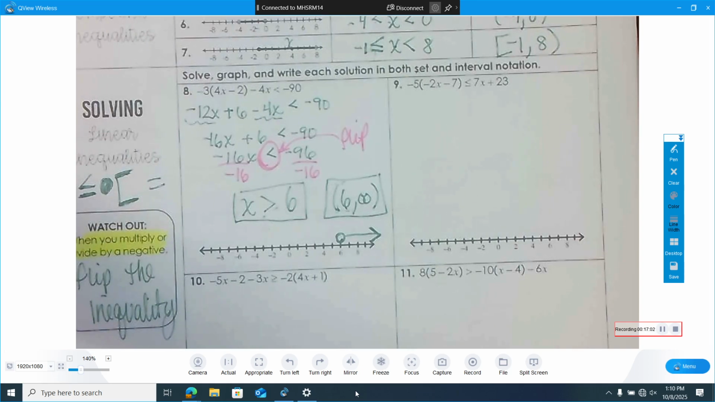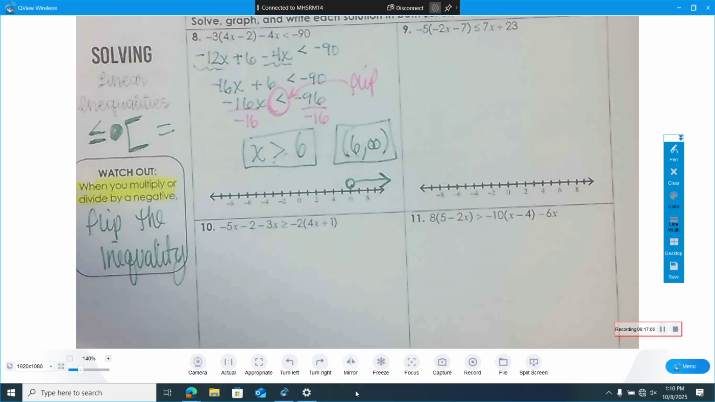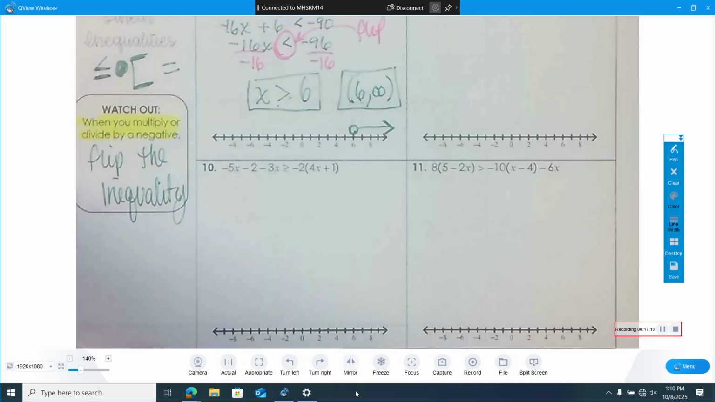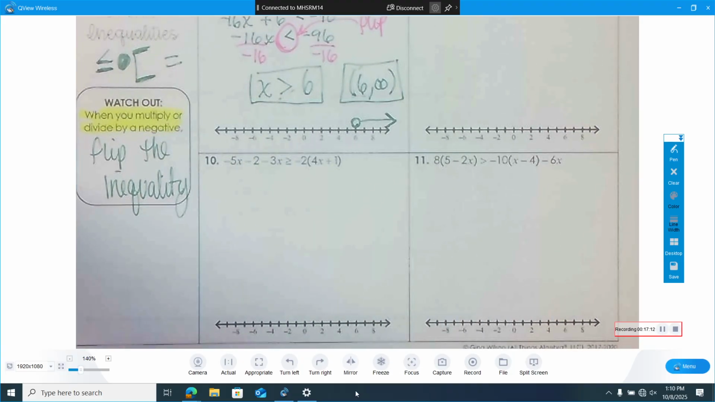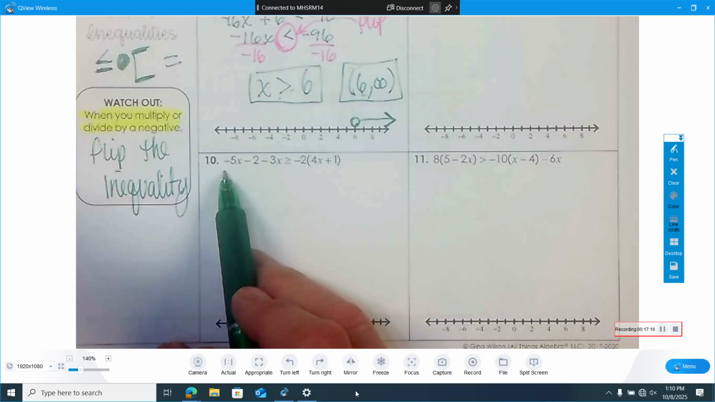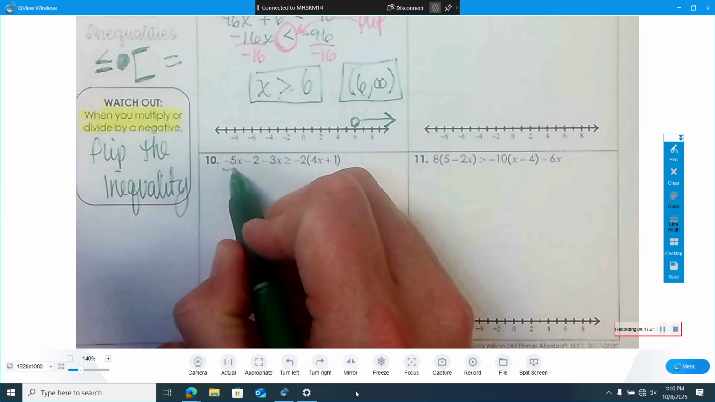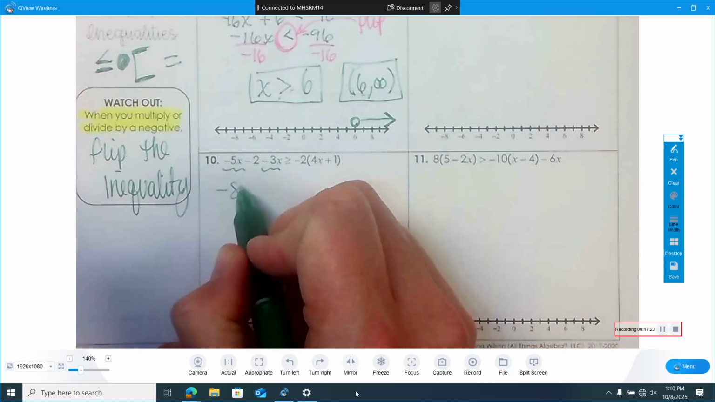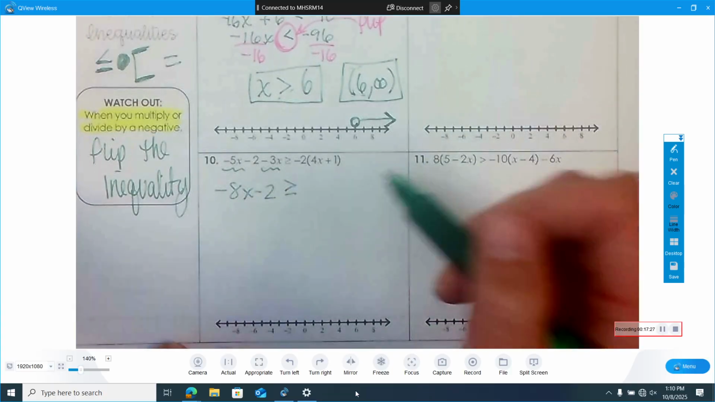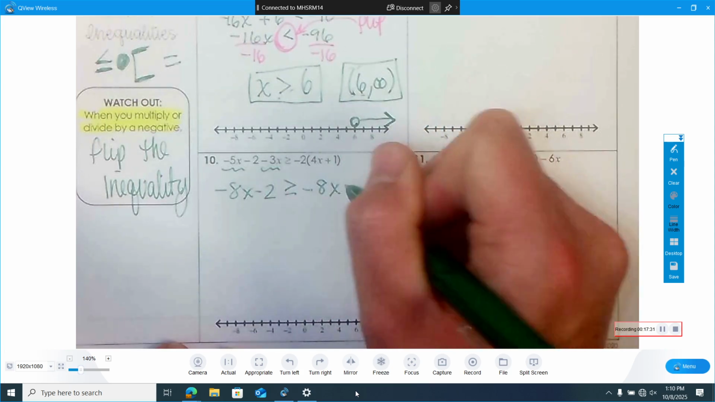All right, good. Let's look at number 10 and 11. What do I need to do on the left here? Condense, yeah, combine some like terms. So I get a negative 8x minus 2 is greater than or equal to, what do we have to do on the right? Distribute. Negative 8x minus 2. Beautiful.